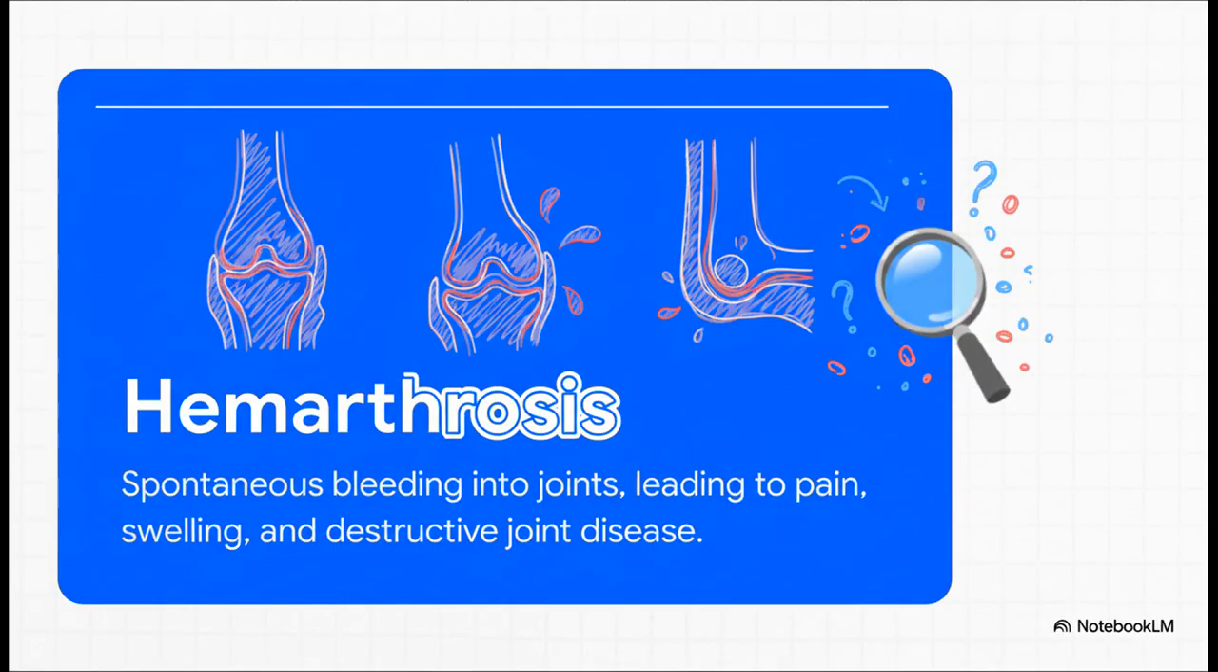Okay, get your highlighters out because this is a massive buzzword for your exams: hemarthrosis. This is bleeding into a joint space like a knee or an ankle that can happen with even minor trauma, or sometimes for no reason at all. It's extremely painful and leads to terrible joint damage over time. So if you see hemarthrosis in a question, especially in a young boy, your brain should be screaming severe hemophilia.